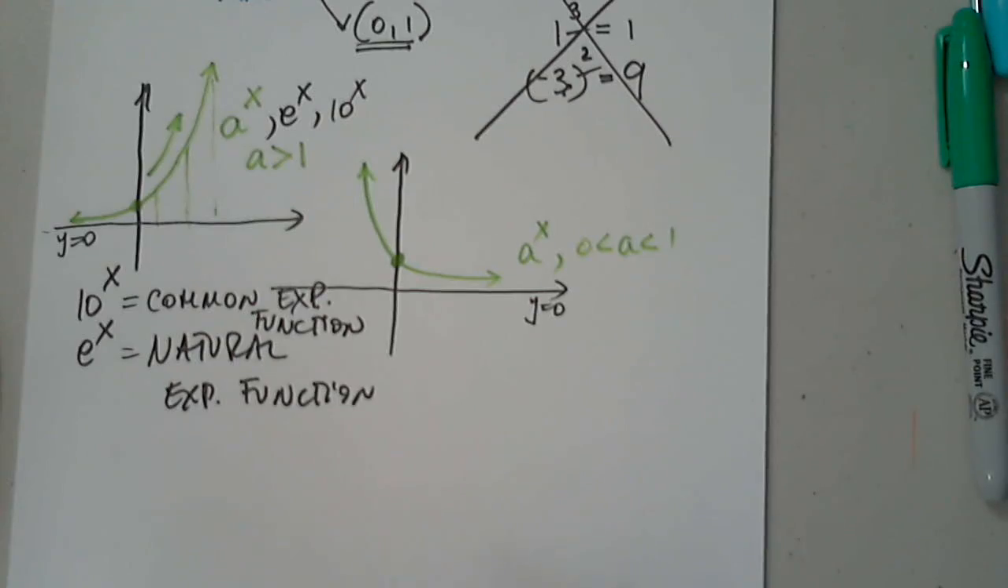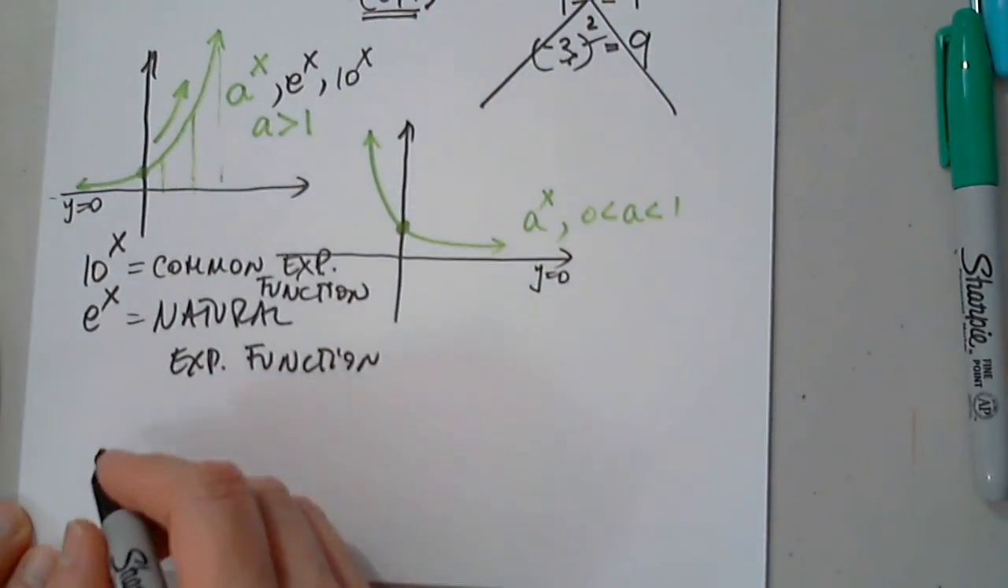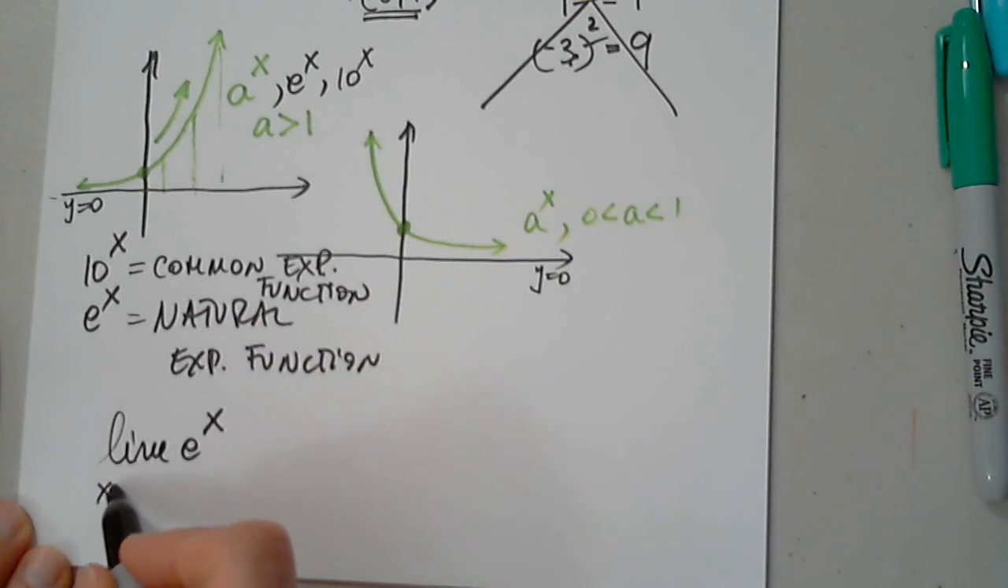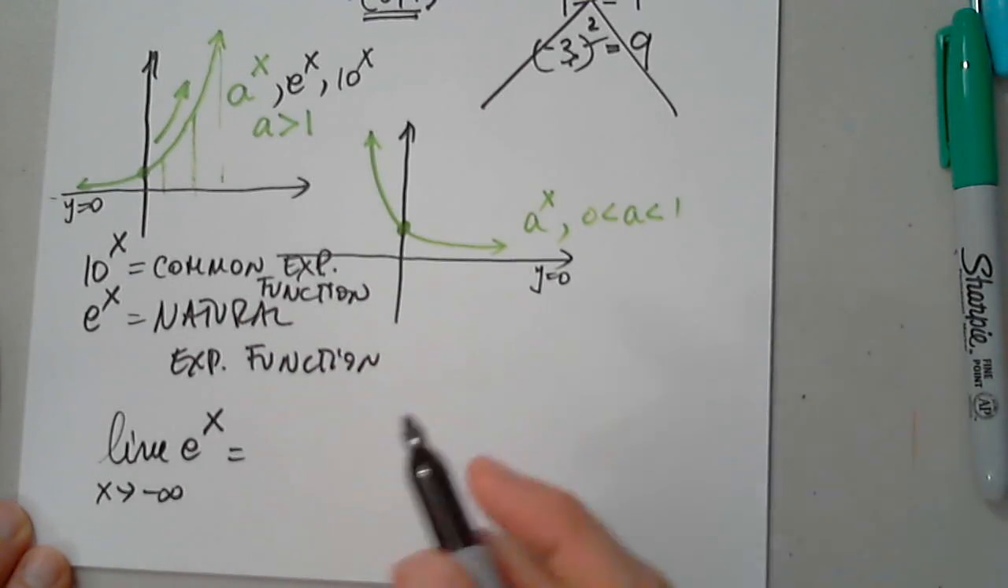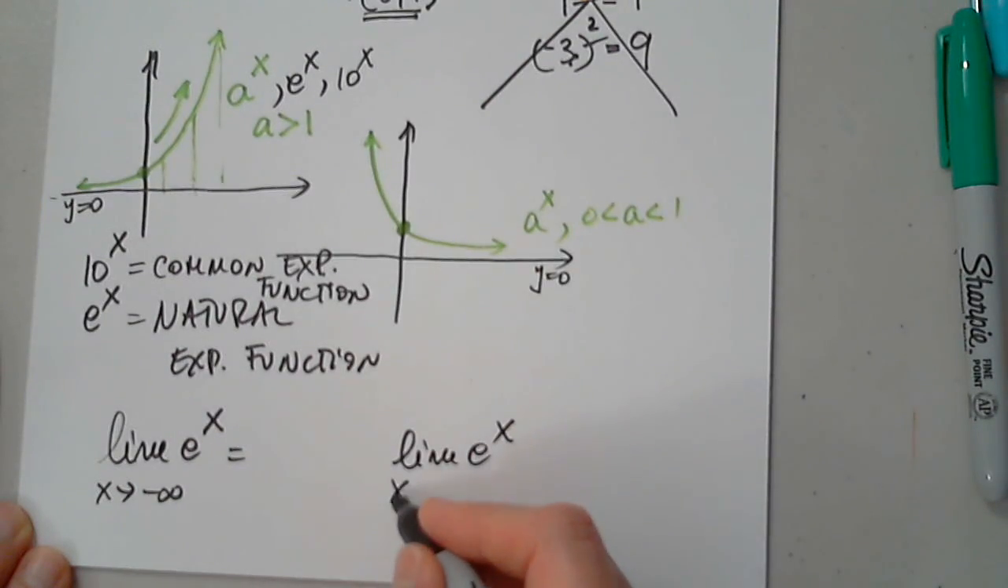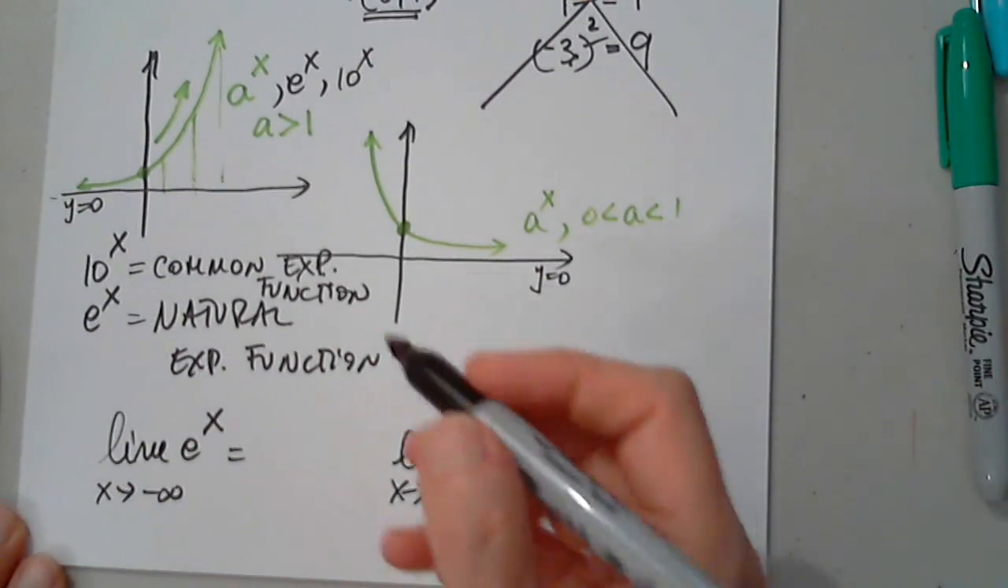Now, if I ask you, what is the limit of e to the x when x approaches negative infinity? Look at the graph. And the limit of e to the x as x approaches positive infinity. Look at the graph.